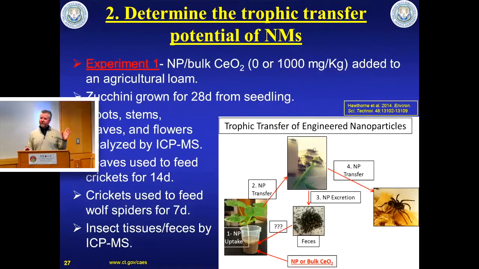But anyway, the idea is to track how the nanomaterial is moving through this model food chain and how that differs from, say, a non-nanomaterial. So the first experiment was cerium, bulk versus nanoparticle cerium. We used a really high concentration because we never had done this before and didn't know what was going to happen. So we were at 1,000 ppm, and then we ran it through the food chain. So we got some really interesting data. We published this at the end of 2014.